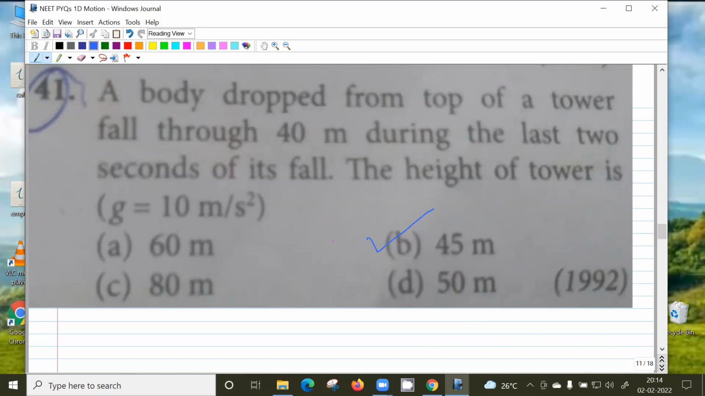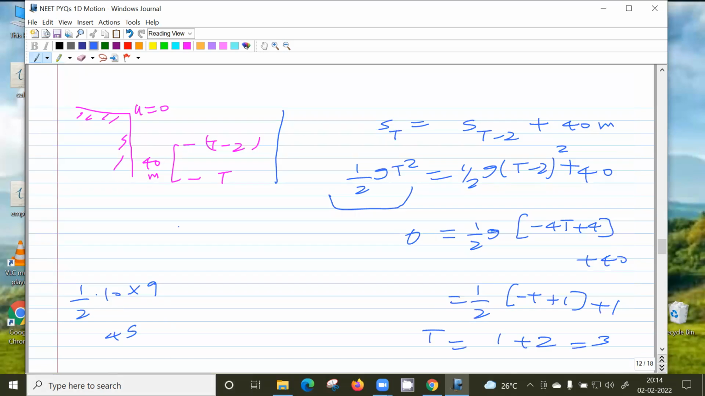Yes, sir, option B. So you understood, right? Capital T is the time taken from the top point to the ground. The displacements at t and t minus 2 are related by displacement at t minus 2 plus 40 should be displacement at t. And the height is the same as the displacement from top to ground, that is half gt square. So first we find capital T, the time of flight, which is 3 seconds. From that we get half gt square as 45.